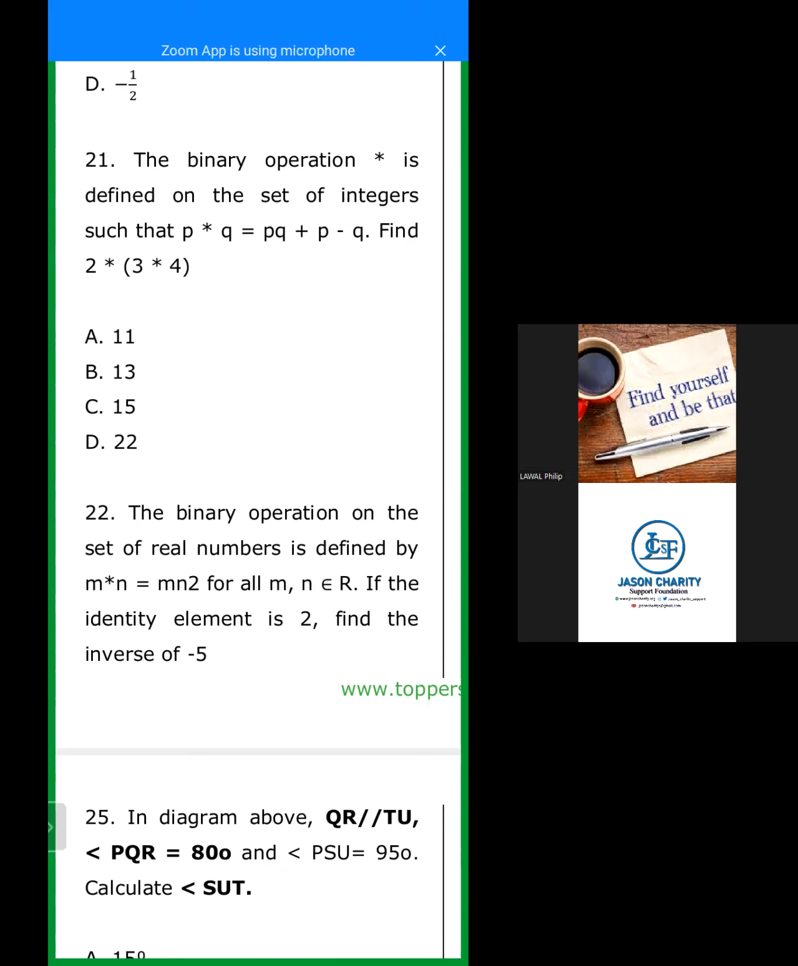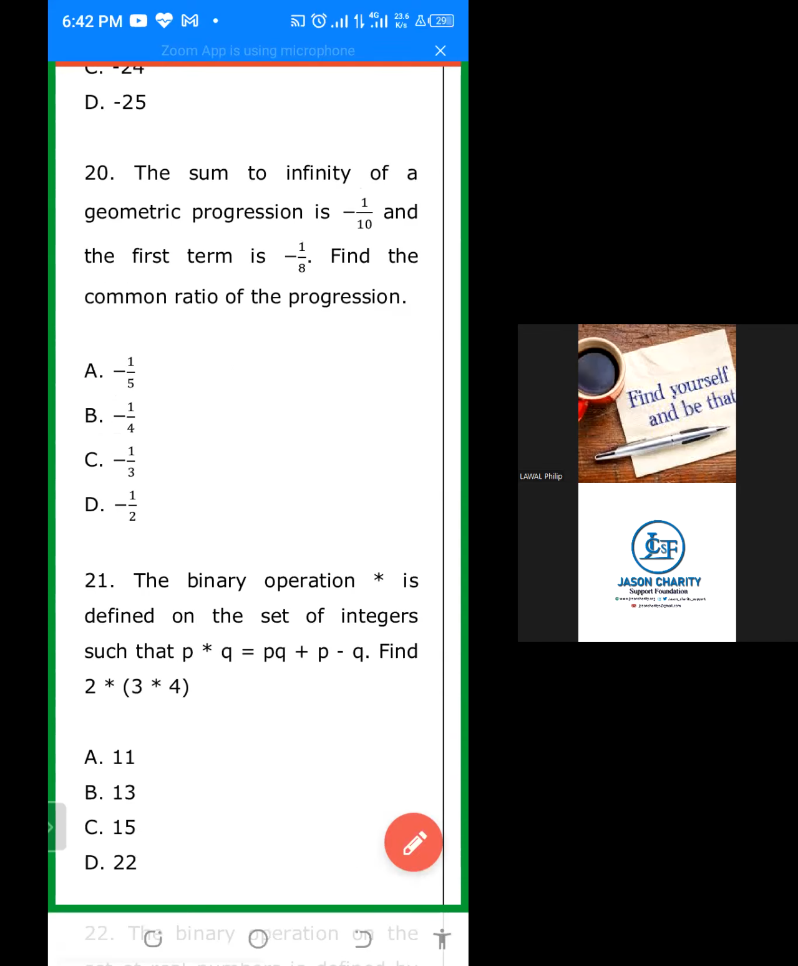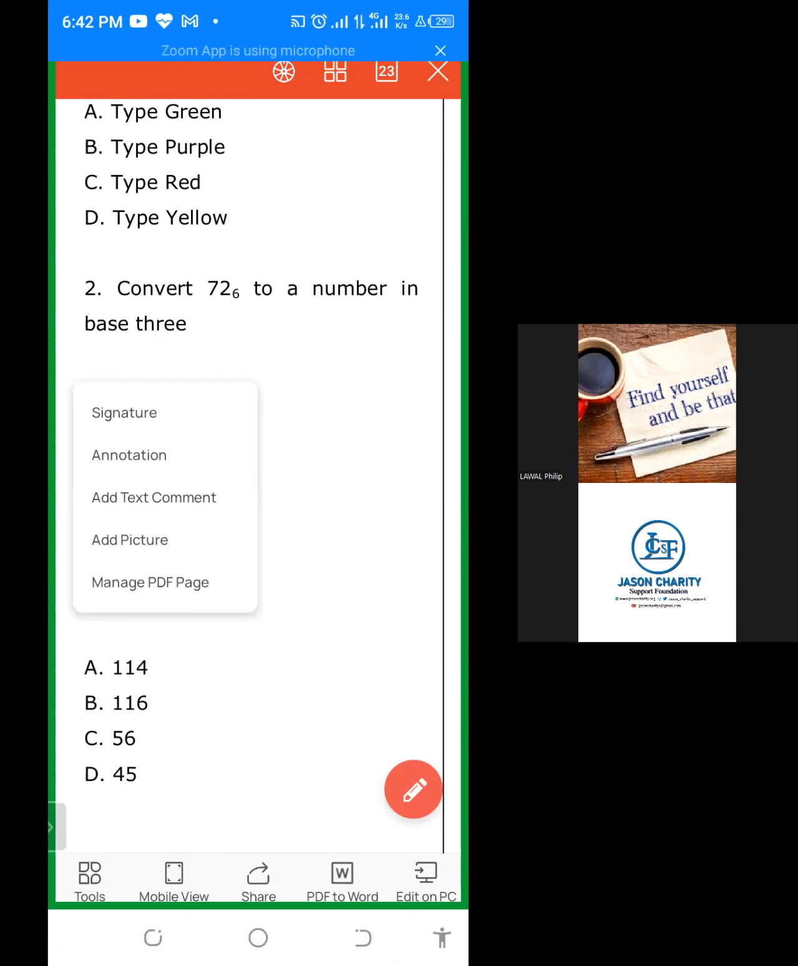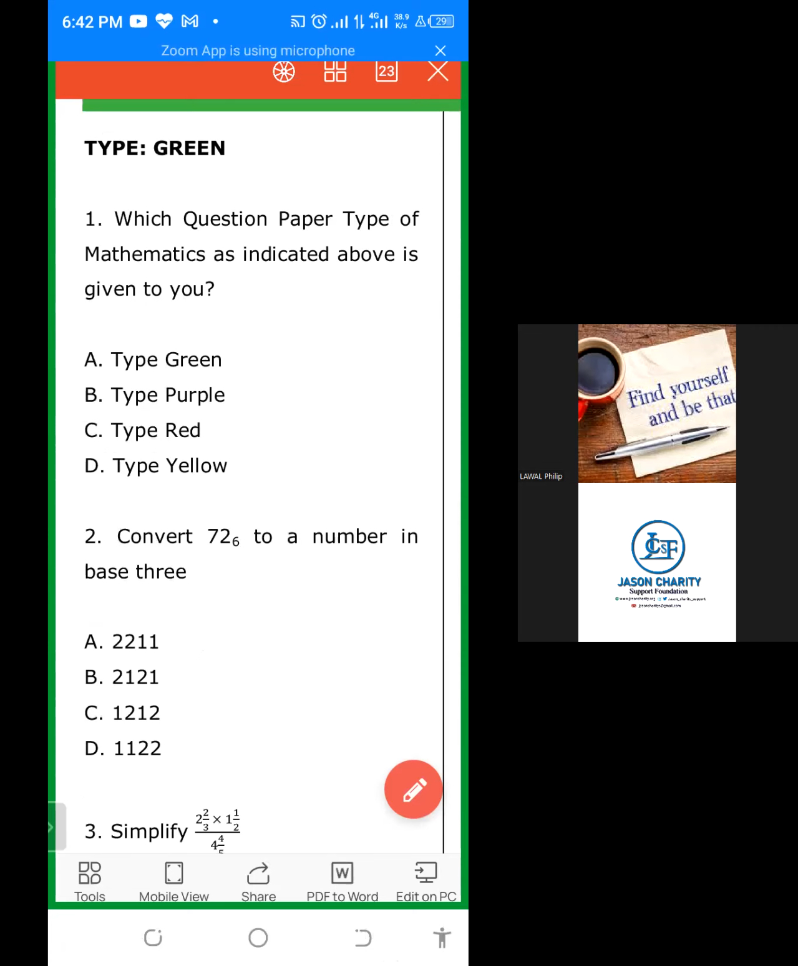Possibly next class, we can just use this as a revision question. What year is this? I need someone to note this for me because I'm not going to note it. This is 2012, question 21 and 22. You can screenshot and keep it.